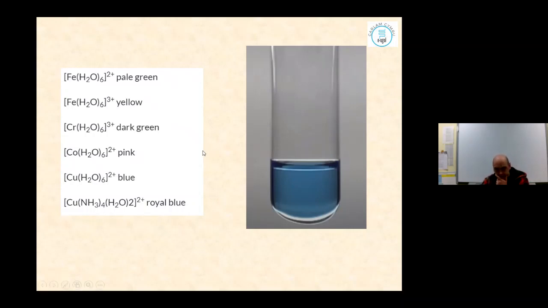So I'm going to talk to you now about copper sulfate. Copper sulfate is blue, so that's the kind of solution that you'd expect when you dissolve copper sulfate in water. And when you dissolve copper sulfate in water, you would expect to form this species here. So the waters would surround the copper. Fantastic, I don't have a problem with that. Okay, we're going to look at ligand exchange.